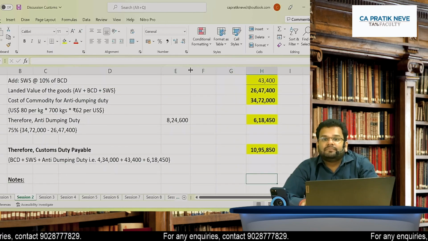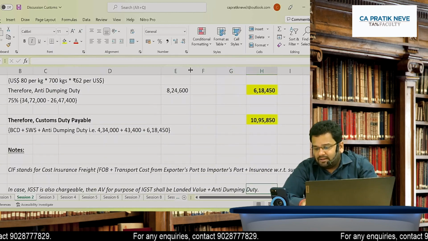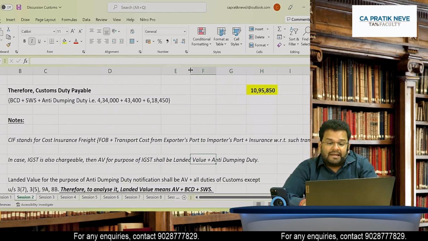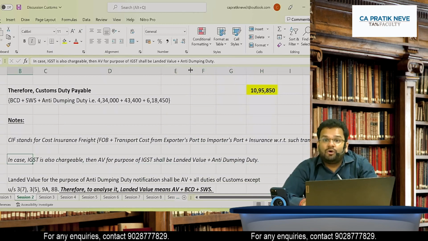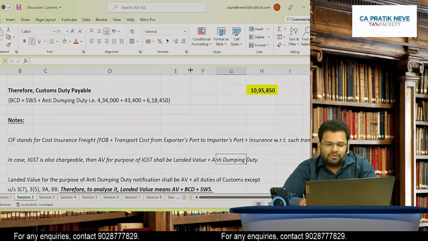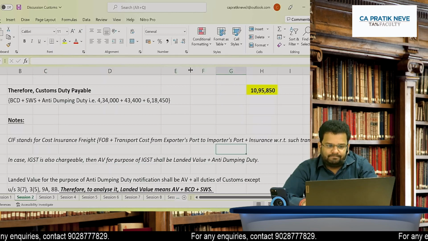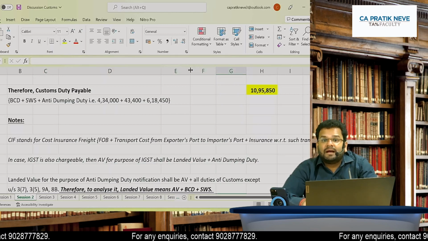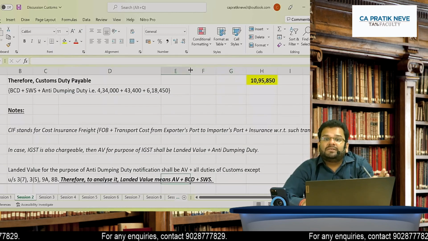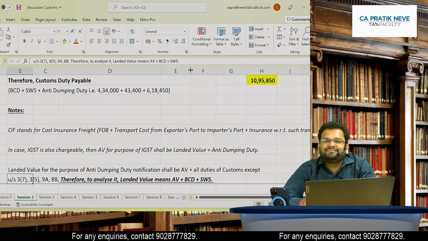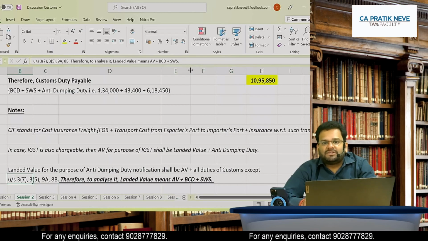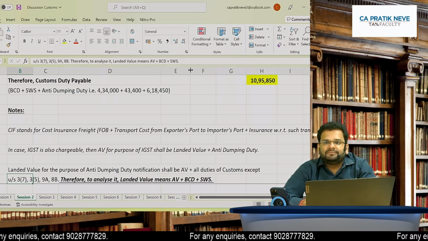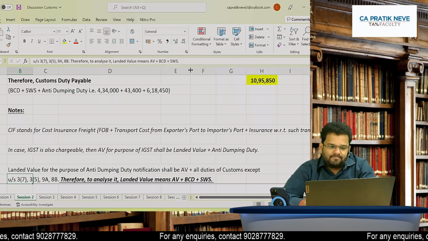Agreed? Now the very important thing I think you should understand here is what is the landed value of goods. So landed value of goods is what? Landed value of goods means assessable value plus basic customs duty plus SWS. That is the landed value for anti-dumping duty notifications. Agreed? Yes.